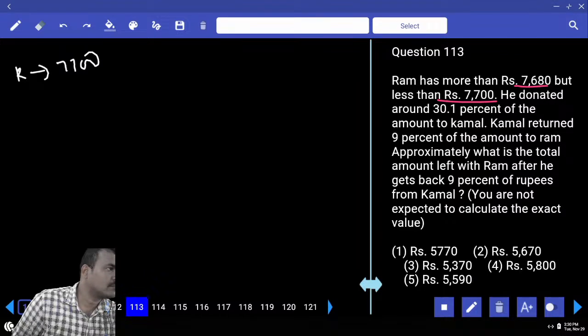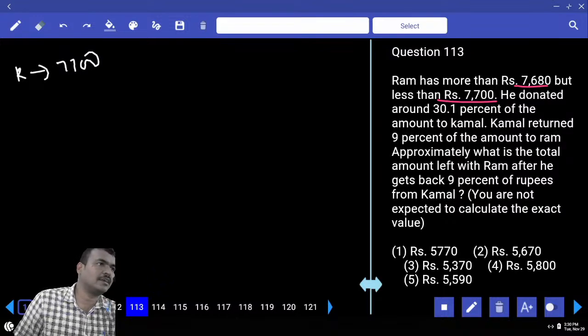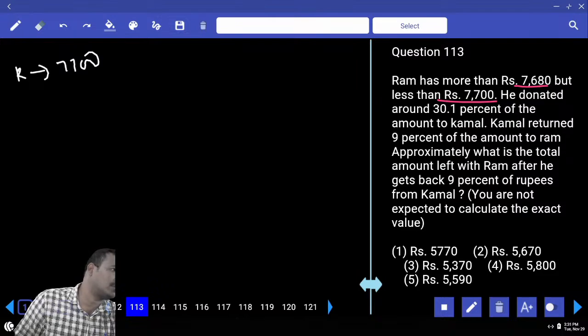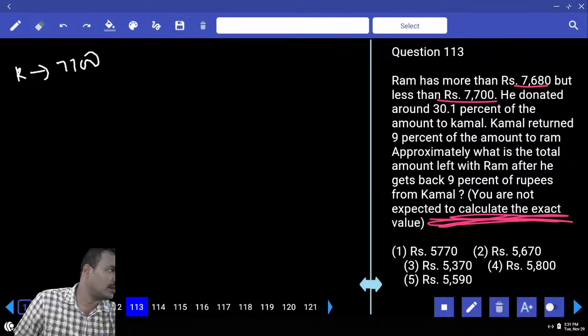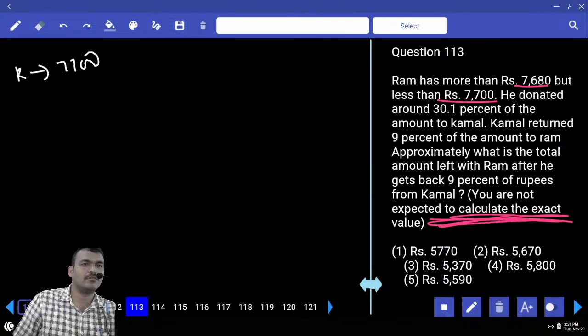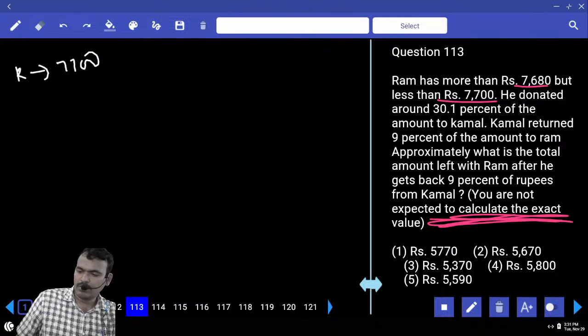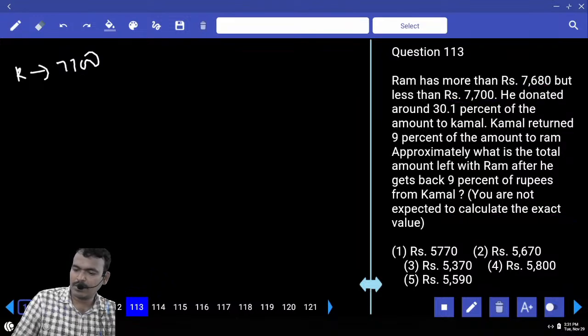Suppose I consider Ram's value as 7700, more than 7680 but less than 7700, a nearby value of 7700. We require an approximate value or exact value? Okay, that's why I took 7700. Suppose if you take 7690, calculation-wise it is lengthy or not? Yes or no? Out of 7700, he donated 30.1%. I consider only 30%.